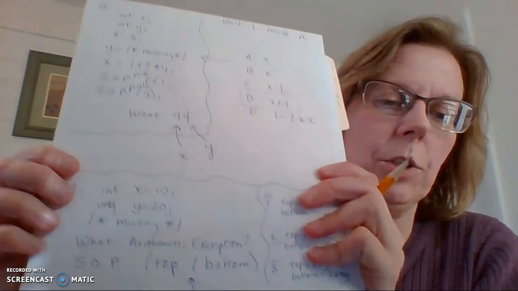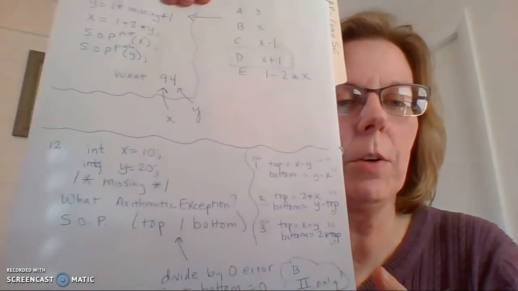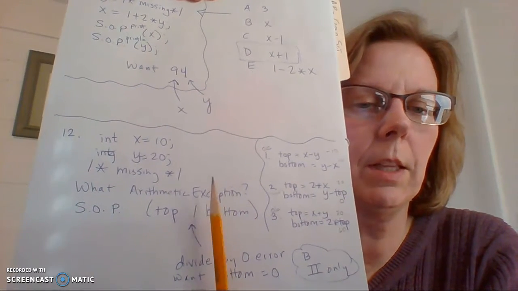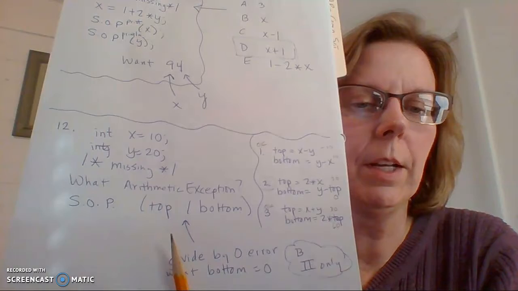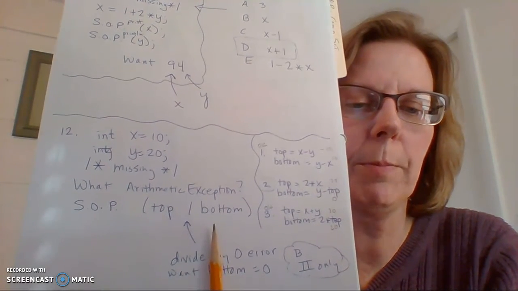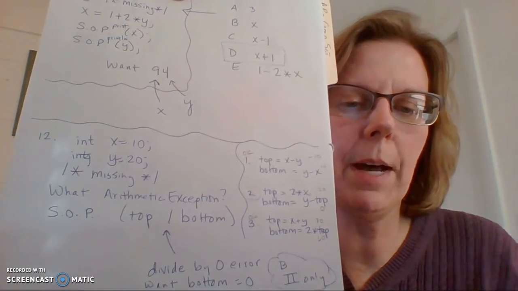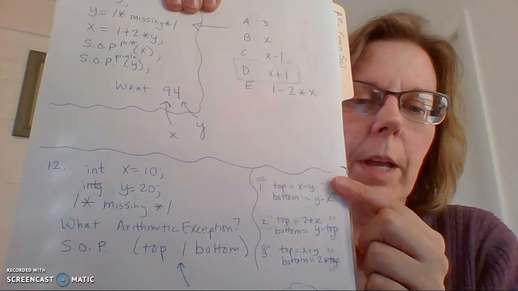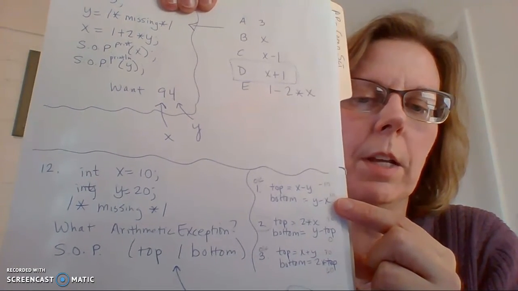The next one we had a question on was number 12, and that's down here. And so x is 10, y is 20. This is missing, and they want to know what will cause an arithmetic exception in this println where top is divided by bottom. The only way to get an arithmetic exception is to divide by 0. So basically, I want the bottom to be 0. So if I go over here to these again, x is 10, y is 20, so that'll be negative 10. This will be 10, that'll work.